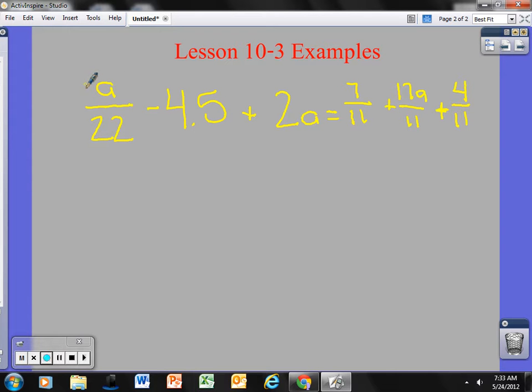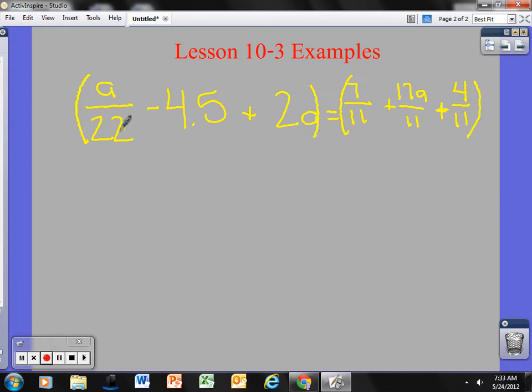So start off with a over 22 minus 4.5 plus 2 times a equals 7/11 plus 17a over 11 plus 14/11. Now I have all these fractions in here and I want to get rid of them. This is an equation, so remember, whatever I do to one side I must do to the other. So I'm just going to put parentheses around both sides of the equation.